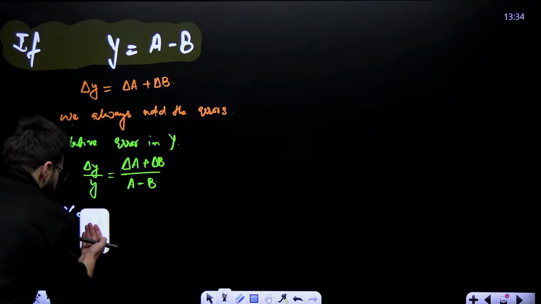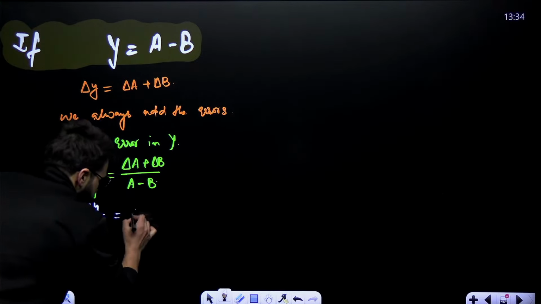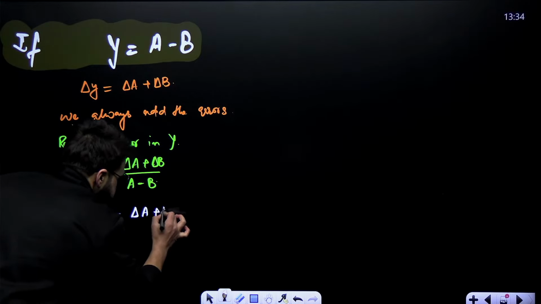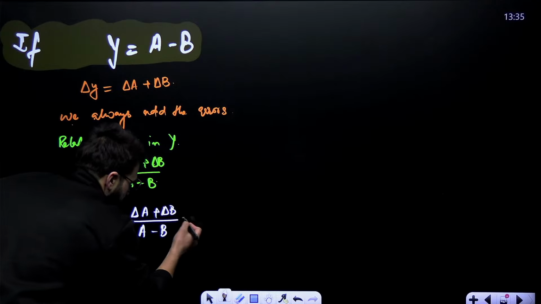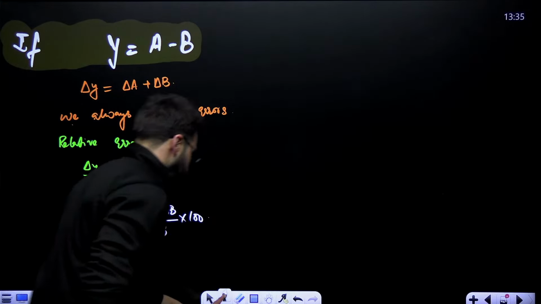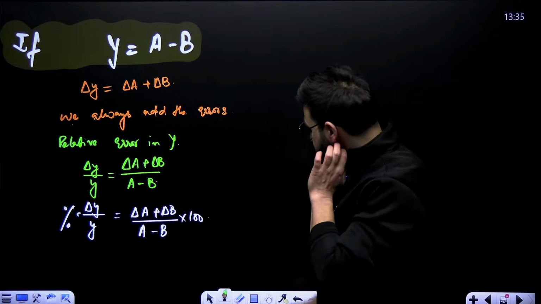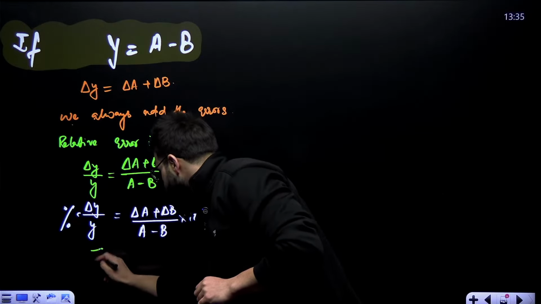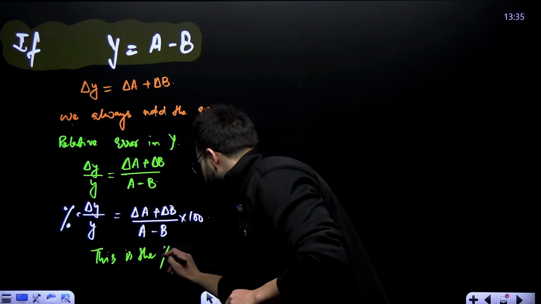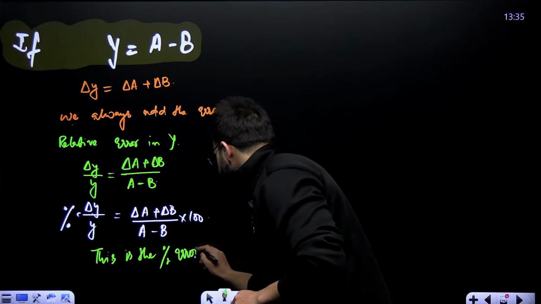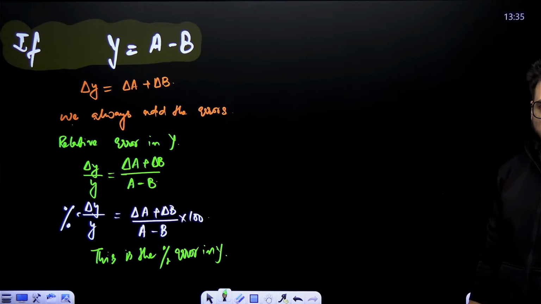Or I can say percentage delta y divided by y is equal to delta a plus delta b divided by a minus b, multiplied by 100. And my dear friends, in this particular case, this is the percentage error in y.